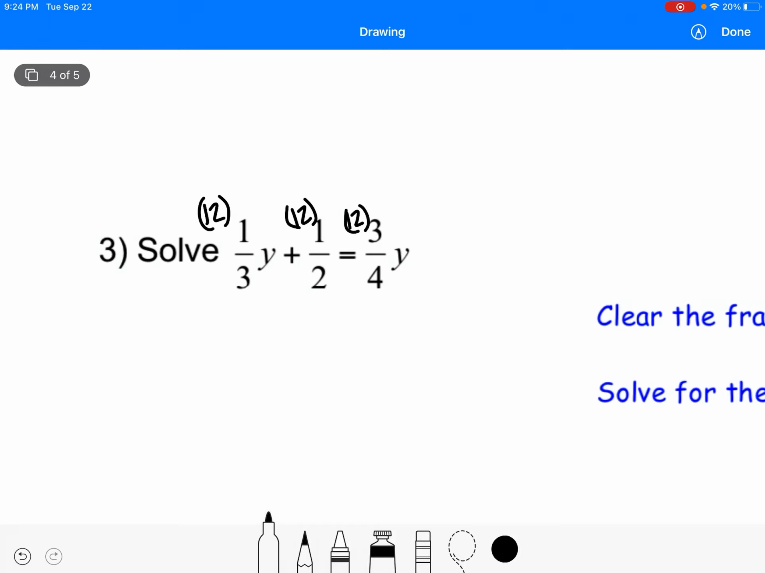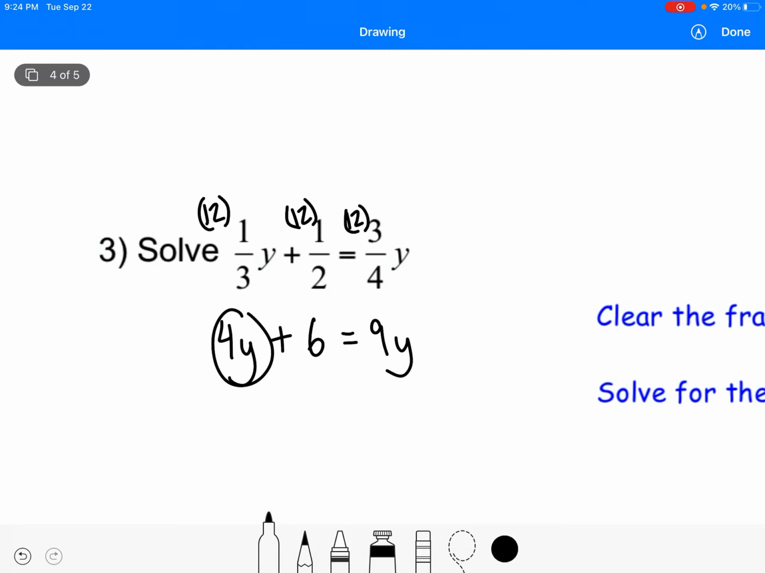Now all I'm going to do is multiply by the top and divide by the bottom. So 12 times 1 is 12, divided by 3 is 4. So that's going to give me 4y for the first term. Plus 1 times 12 is 12, divided by 2 is 6. Equals 12 times 3 is 36, divided by 4 is going to give me 9. Now I just need to solve.